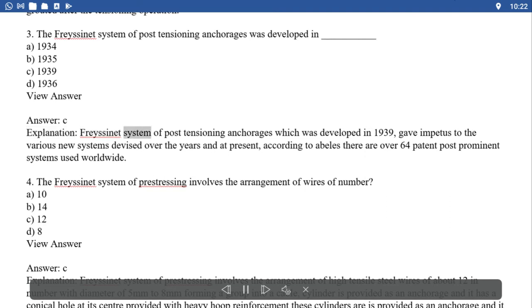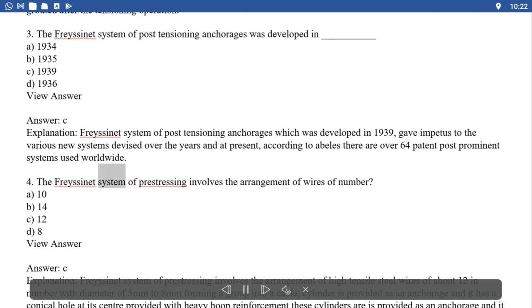Explanation. The Freyssinet system of post-tensioning anchorages, which was developed in 1939, gave impetus to the various new systems devised over the years, and at present, according to Abeles, there are over 64 patented post-tensioning systems used worldwide.